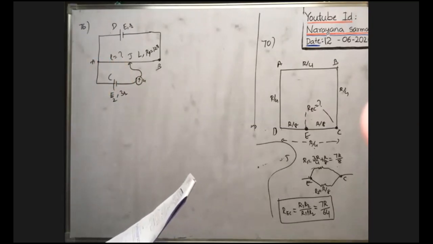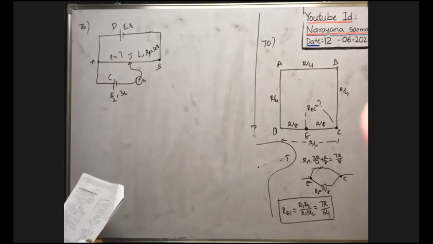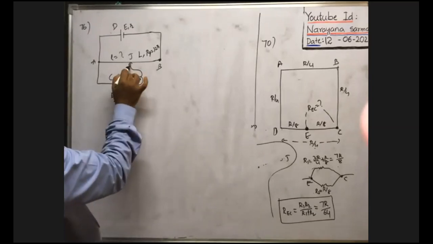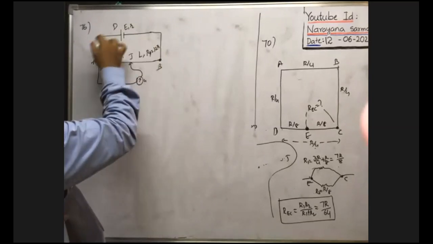The answer is given in terms of capital L. How can we find this? Here you see, first of all, when the jockey is not connected, then only this is the closed circuit.